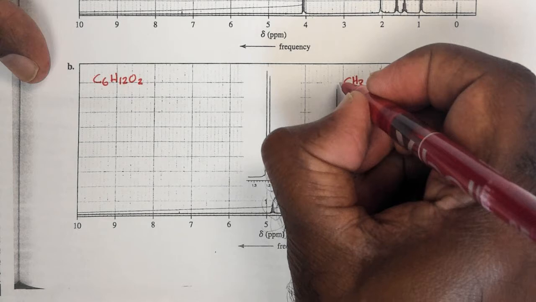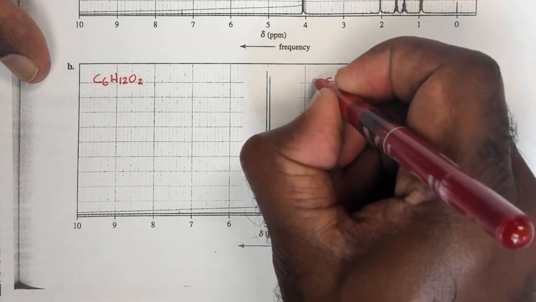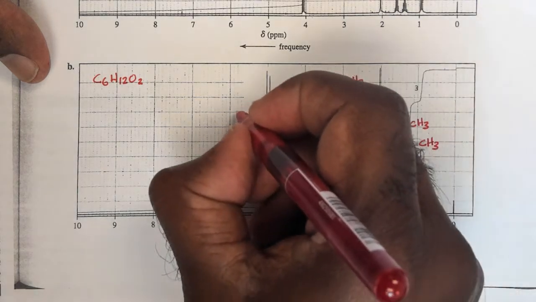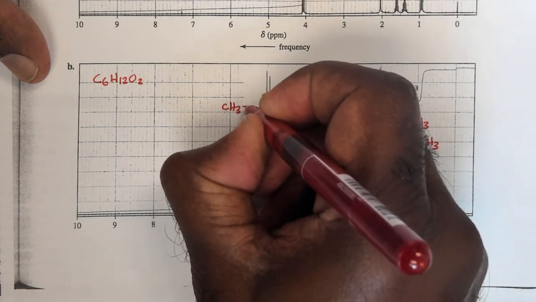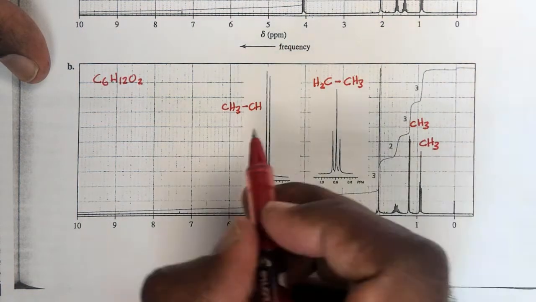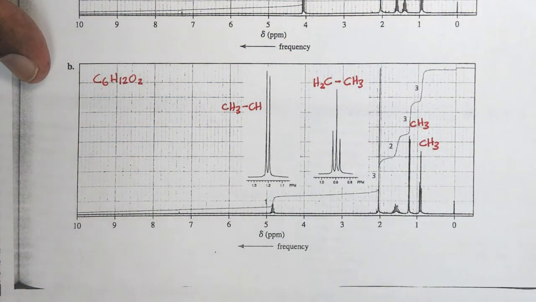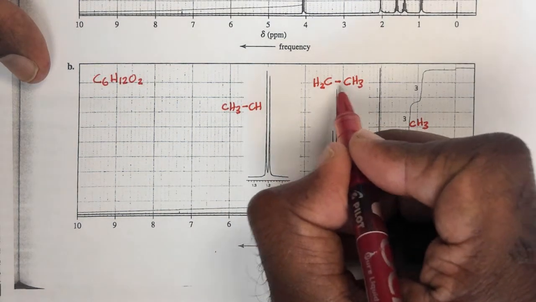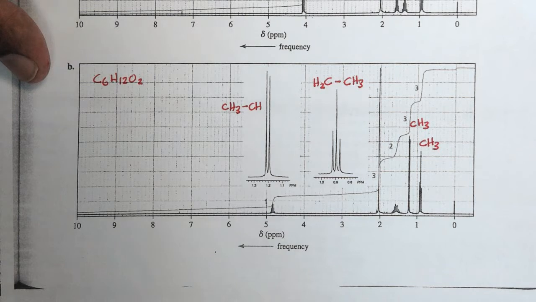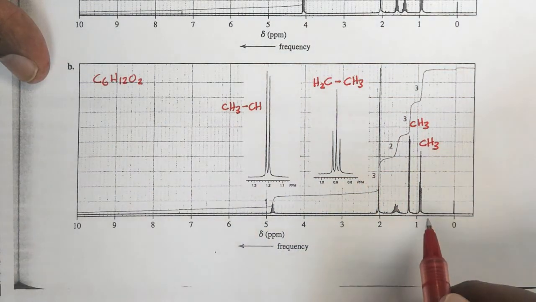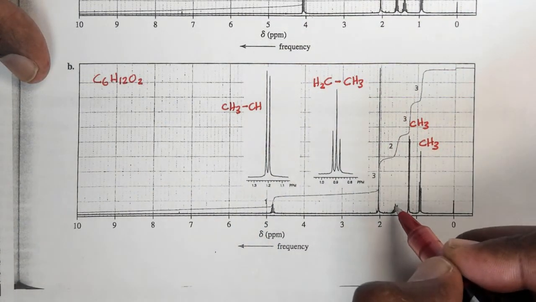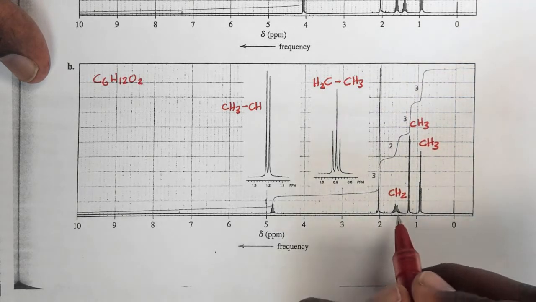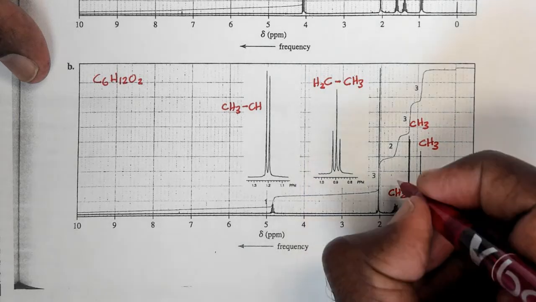This CH3, in order to be a triplet, would need to be bonded to a CH2 group. And this CH3 group would need to be bonded to a CH group in order to be a doublet. So the CH3 next to a CH would be a doublet. That CH3 next to a CH2 would be a triplet. And if I look at my spectrum, I have a CH2 here, and this CH2 is a multiplet.